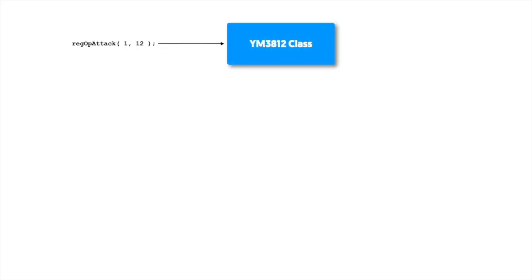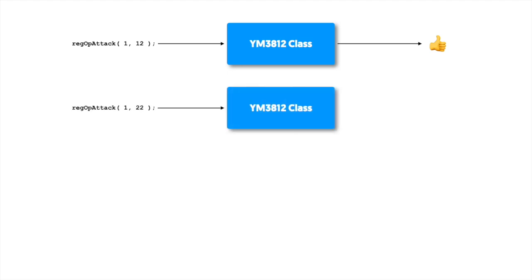Let's take a quick look at why we can't do this with the functions that we have today. Say we use one of our functions to set the attack value of operator 1 to the value 12. Well, no problem. That's totally within the range of 0 to 15. But if we set it to 22, which is actually within the range of a YM2151, well, it wouldn't crash, but it would chop the top bit and effectively set the attack value to 6 out of 15.